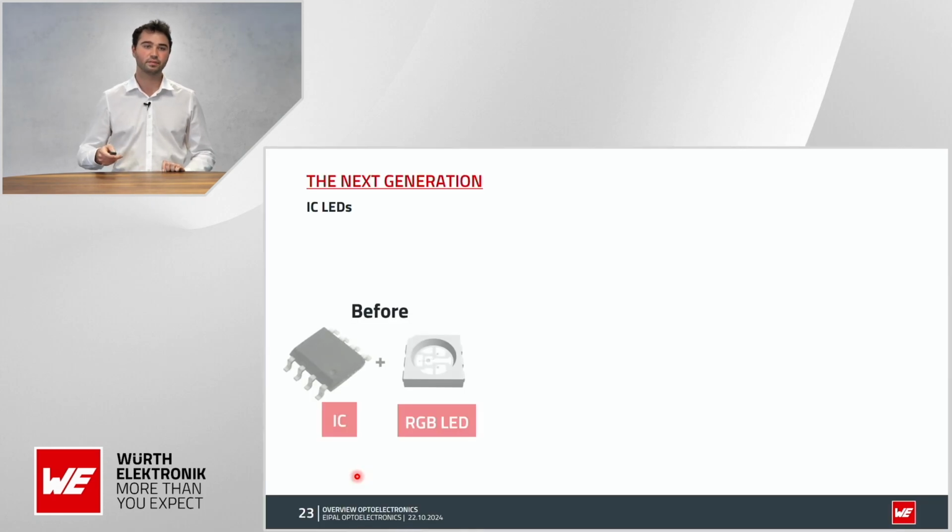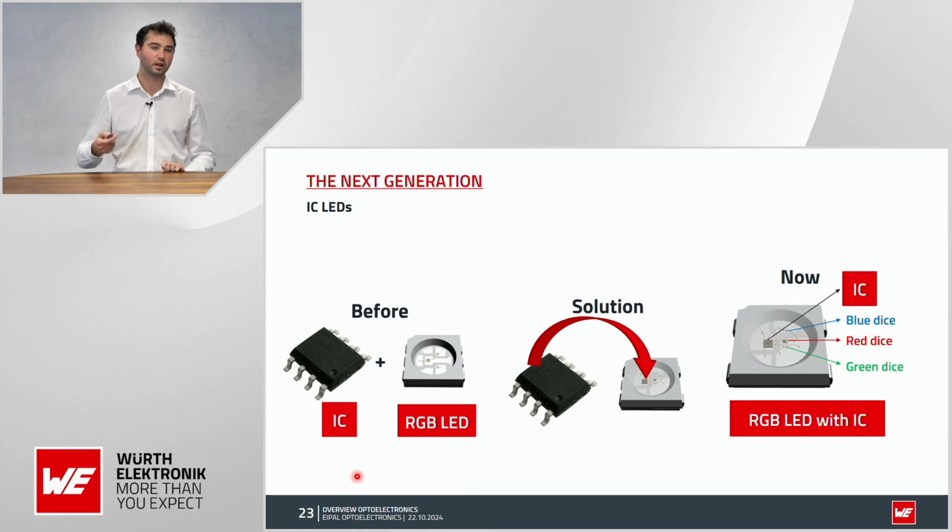Now one extension of the RGB LEDs especially are the so-called IC LEDs. The IC LEDs incorporate an IC inside of the chip, inside of the LED package. If you have classical RGB LEDs, and you have multiple LEDs and want some nice color effect, then you need a lot of traces to go to every single color, to tell every single color what to do.